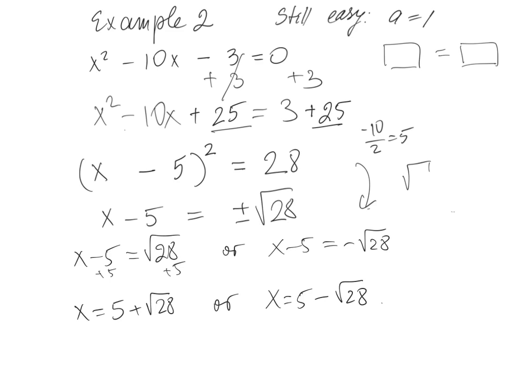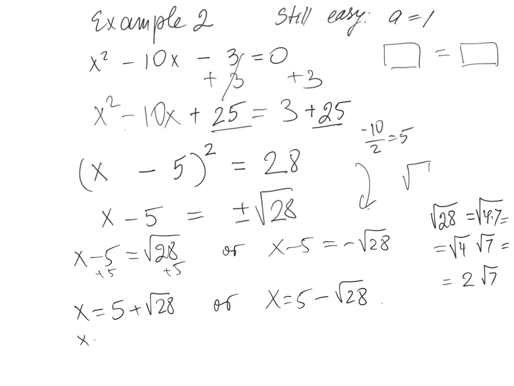We still need to simplify the square root of 28 because it's not in simplest form. So to do this, let's recall, we need to find the perfect square that goes into 28. So it's a 4. 4 times 7 is 28. Then we break it into two square roots, square root of 4 and square root of 7, and the square root of 4 is actually 2. So this will be our final answer.